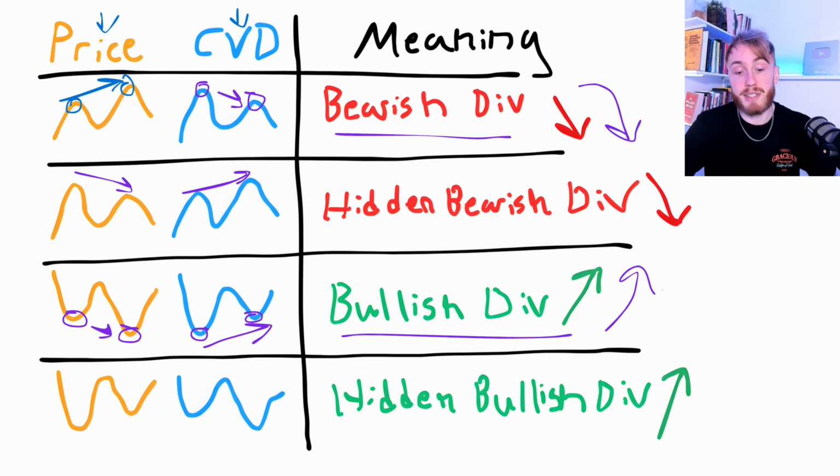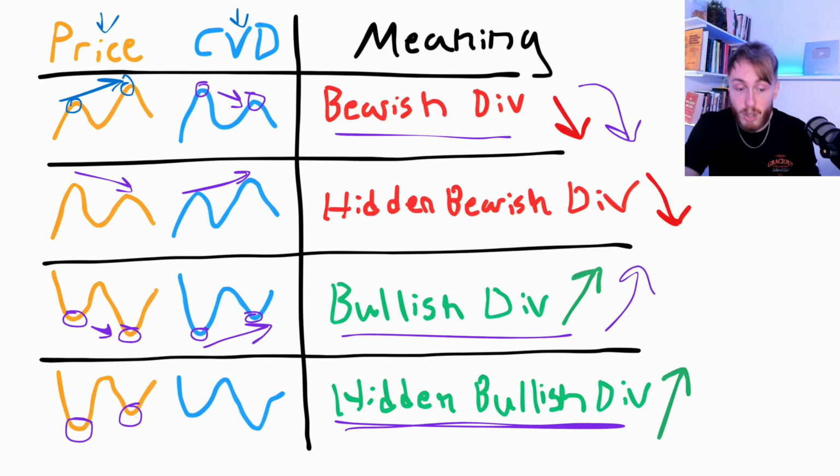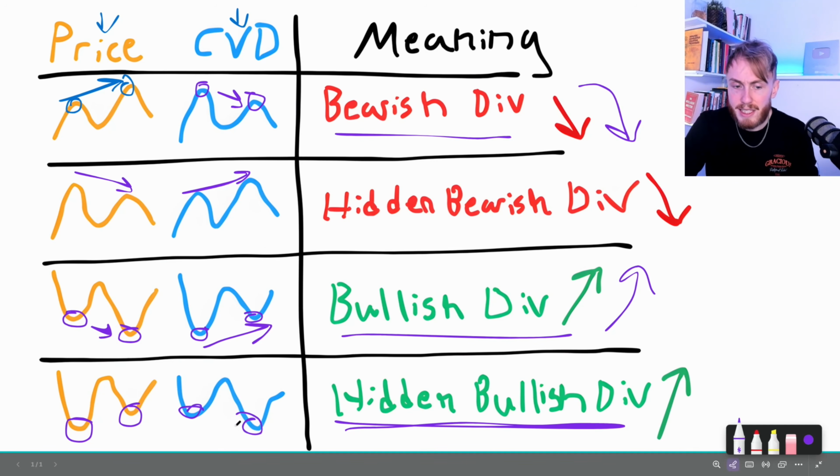Last but definitely not least, we have the hidden bullish divergence. This is a continuation signal because the price is already printing higher lows, but then we see the CVD printing lower lows, and this indicates a continuation to the upside.